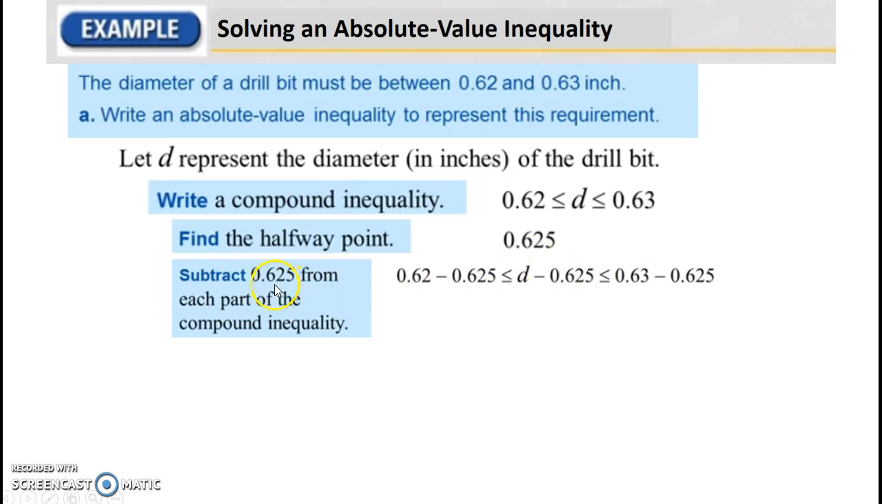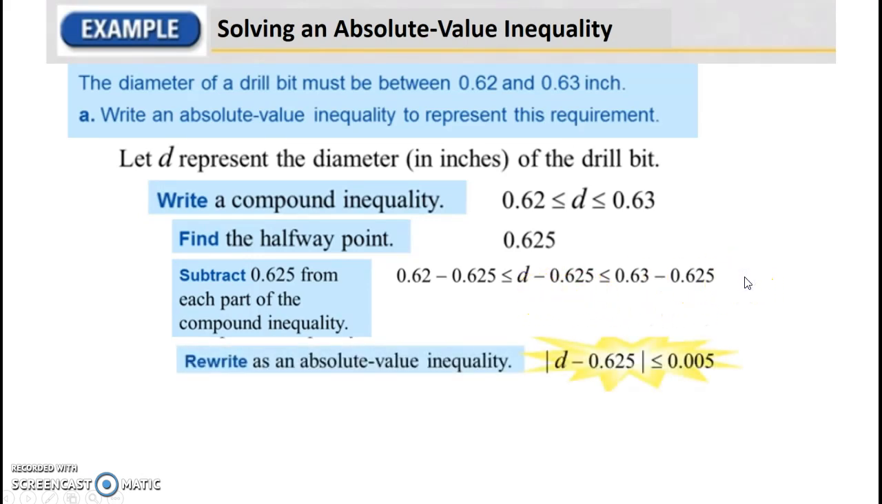Now what we're going to do is subtract that from each part of the compound inequality. So we have 62 hundredths minus 625 thousandths, and then I'm going to let you just read the rest of that. Once we do that, we can rewrite it as an absolute value inequality, because we're going to get 0.005 on each side, and so then we can write that as an absolute value. The absolute value of D minus 625 thousandths is less than or equal to 5 thousandths.